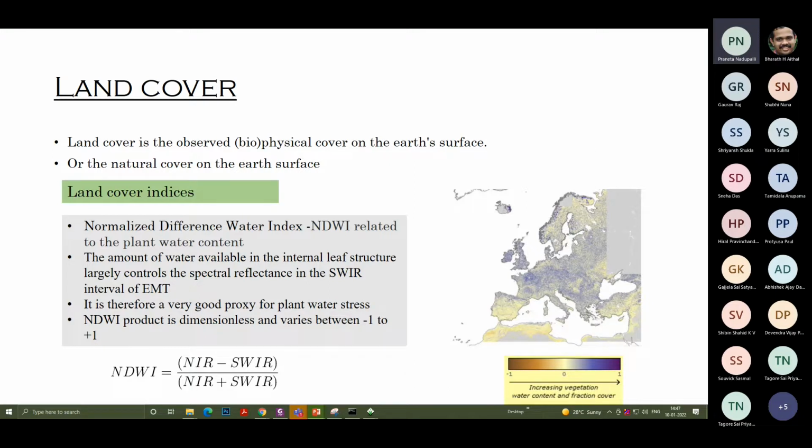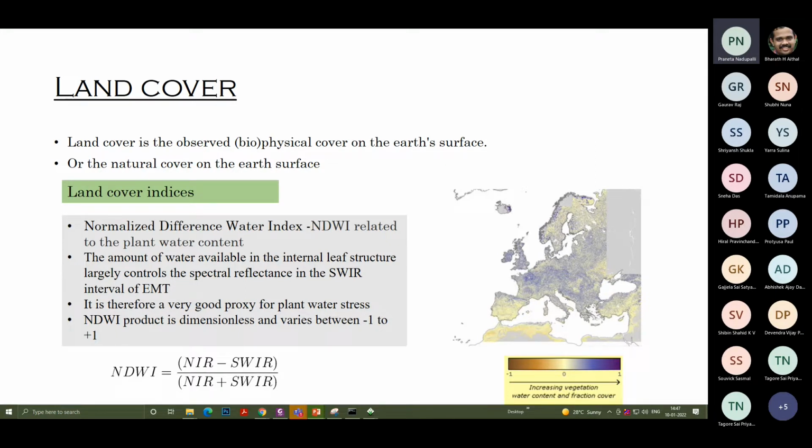This uses two bands: the NIR band and the SWIR band. It also gives a dimensionless output that varies from -1 to +1. We can see that as the water content increases, the blue increases. Towards the positive side it means the water content is higher, and toward the negative side you can understand it is in stress or a drought-like condition. These indices are very important for a quick understanding of the region. You can use them to understand the overall spatial variation.